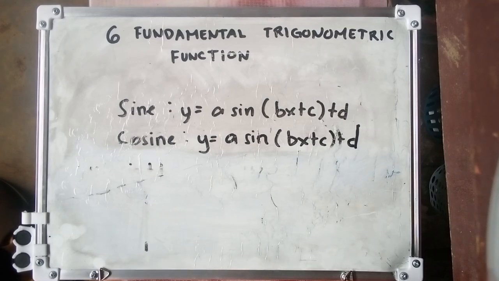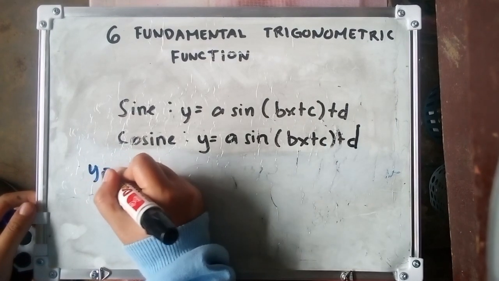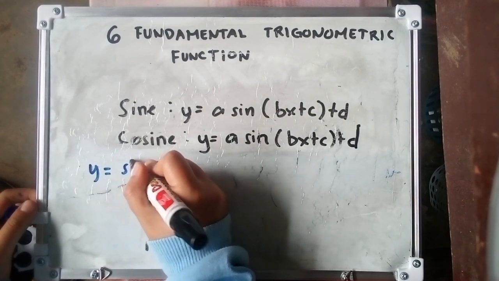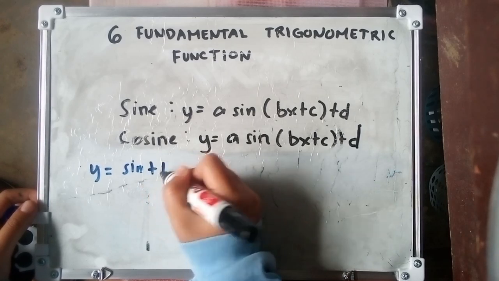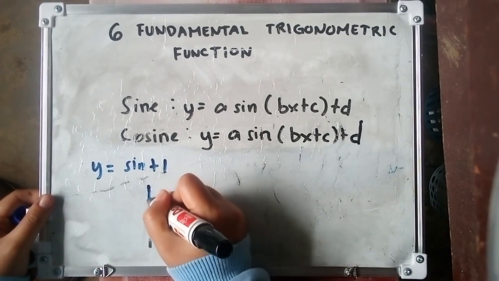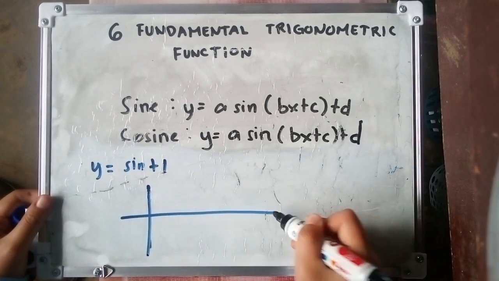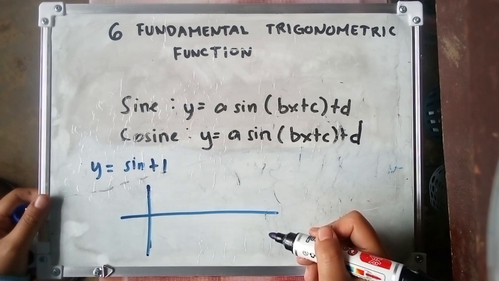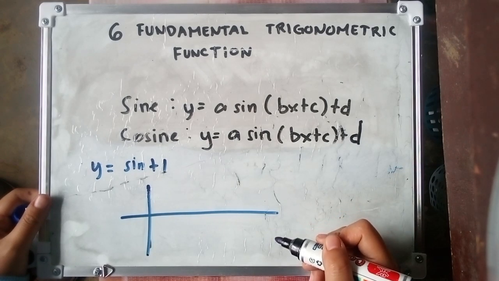So another example, y equals sine x plus 1. So here is our graph, and the first thing we need to realize is that it's been shifted up 1, and the line which we're going to call the midline is now at 1.